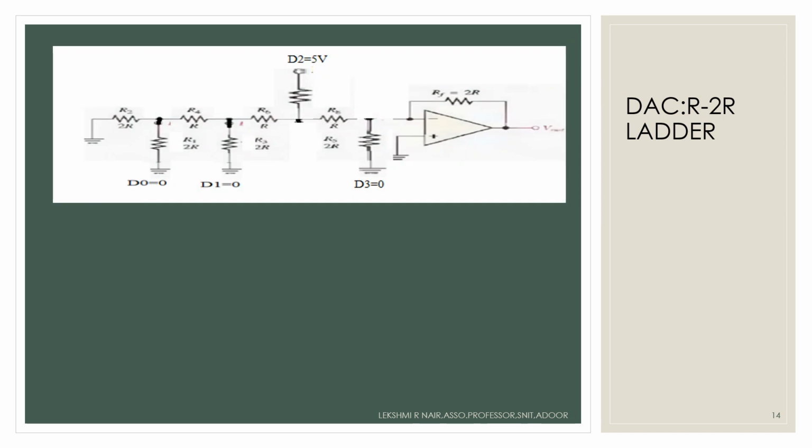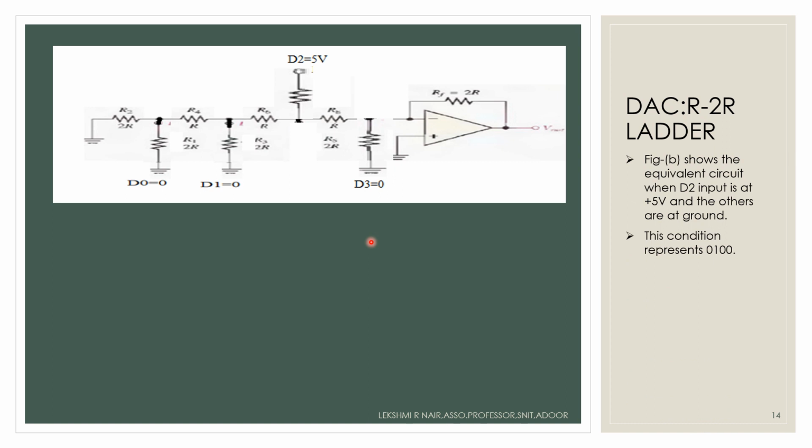Next, we will consider another example. In this example, D2 will be equal to 1, that is 5 volt. D0, D1, D3, all the three will be 0. So here what is the input number? It is 0, 1, 0, 0. This is the binary data input.